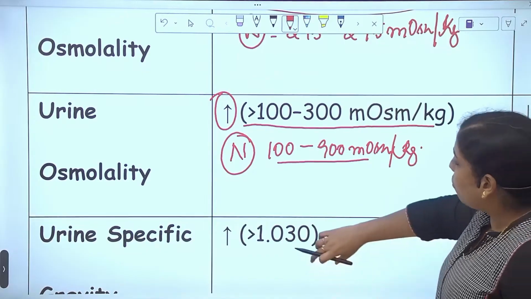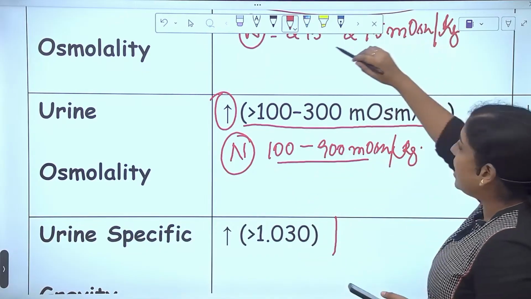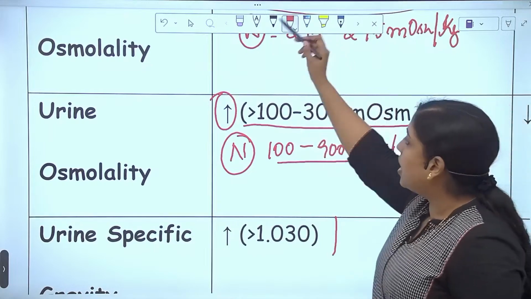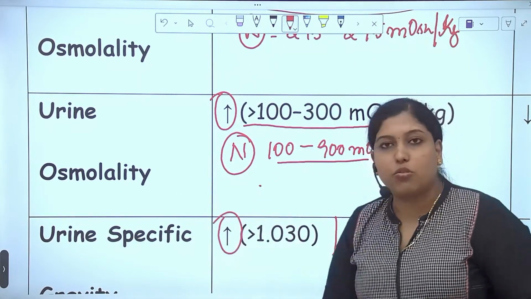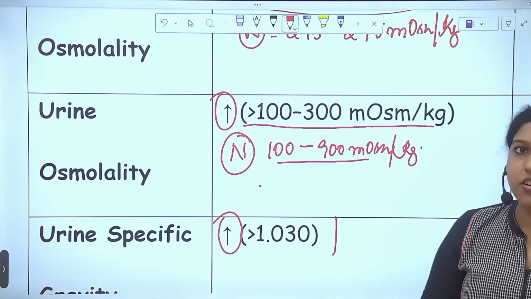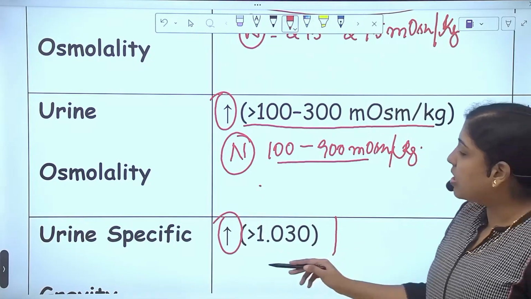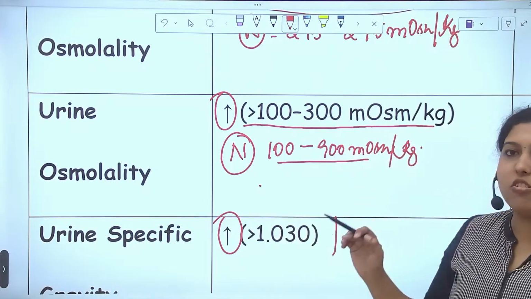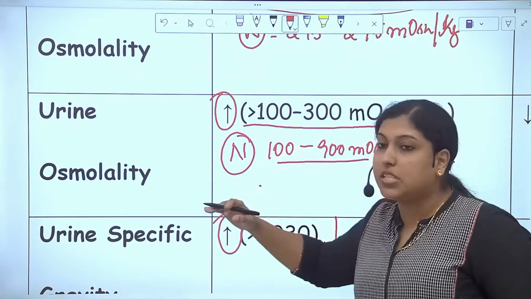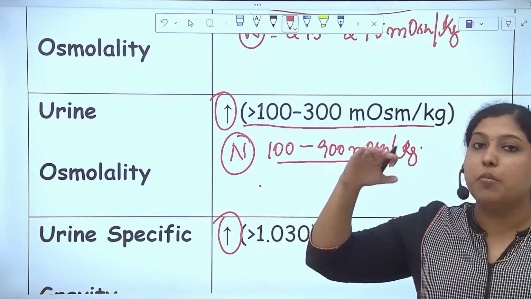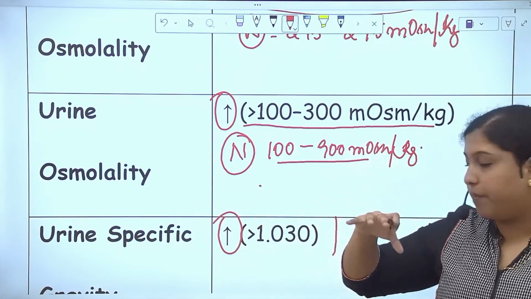So what happens to the urine specific gravity? If the osmolarity is going to increase, the specific gravity is also going to increase because of the concentrated urine, right? So in SIADH, your serum osmolarity is getting less, whereas your urine osmolarity and urine specific gravity are going to increase because of the concentrated urine, right?